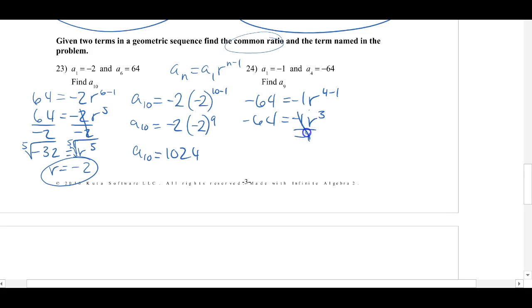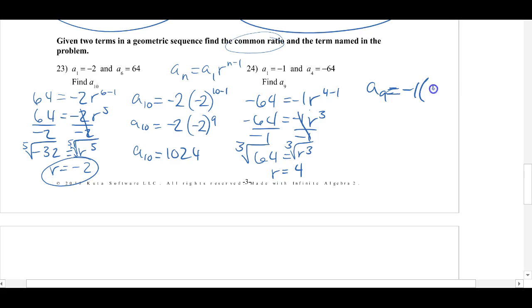Divide both sides by -1 to get rid of that -1 and isolate that r. Okay, so these negatives will cancel out. Positive 64 equals r to the 3. And since it's r to the cubed, I'm going to take the cube root. And the cube root, I happen to know, is 4, because 4 times 4 times 4 is 64. And then I want to know term 9, so a9 is going to be equal to -1, which basically -1.